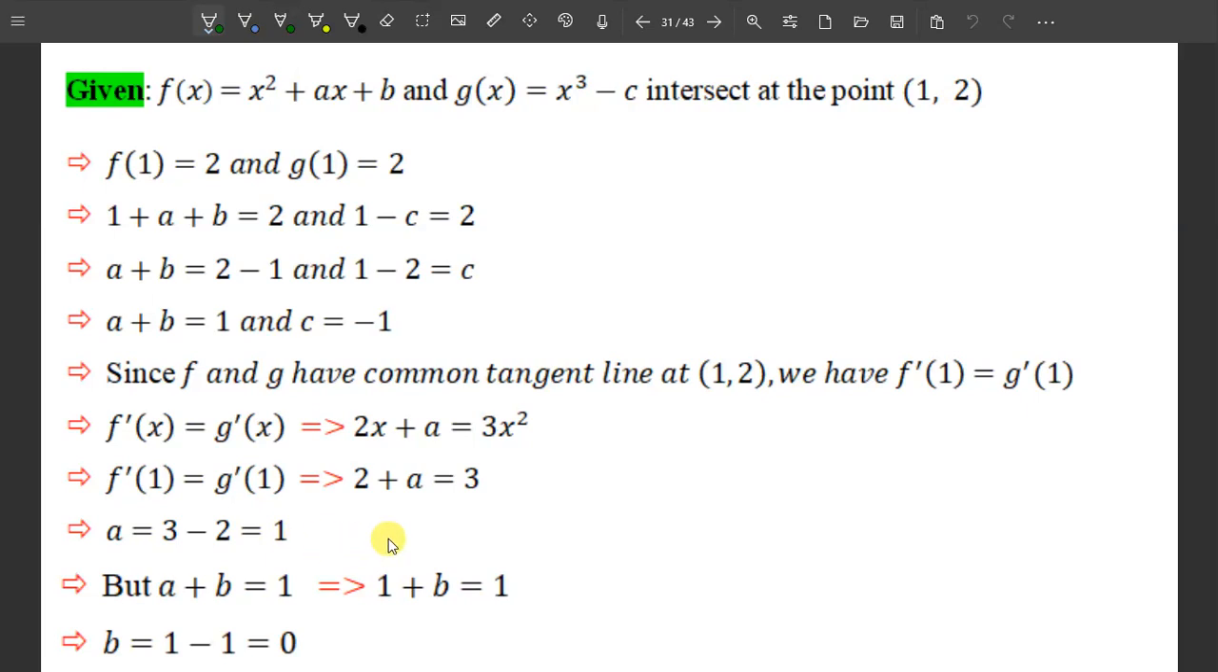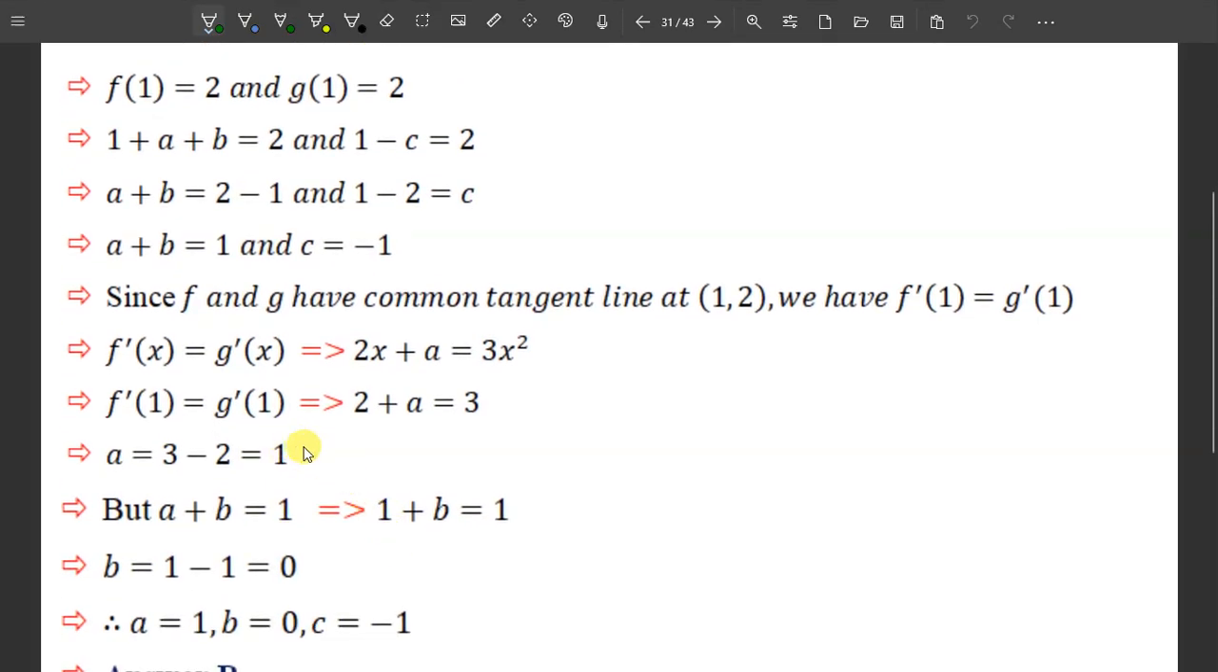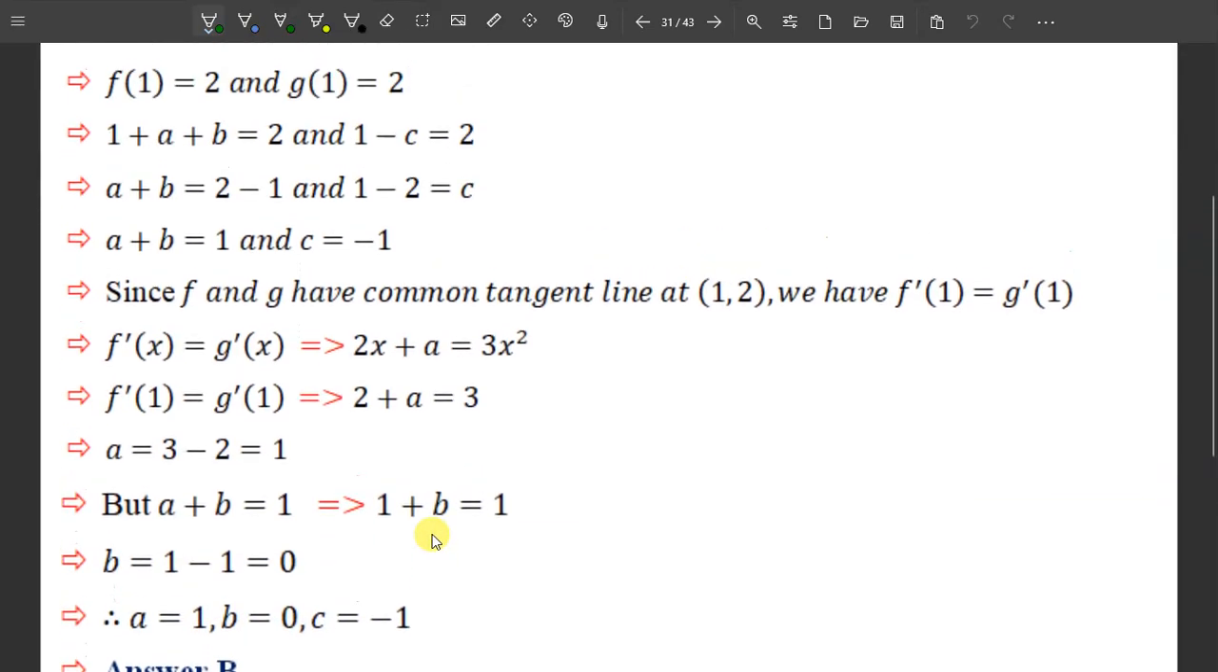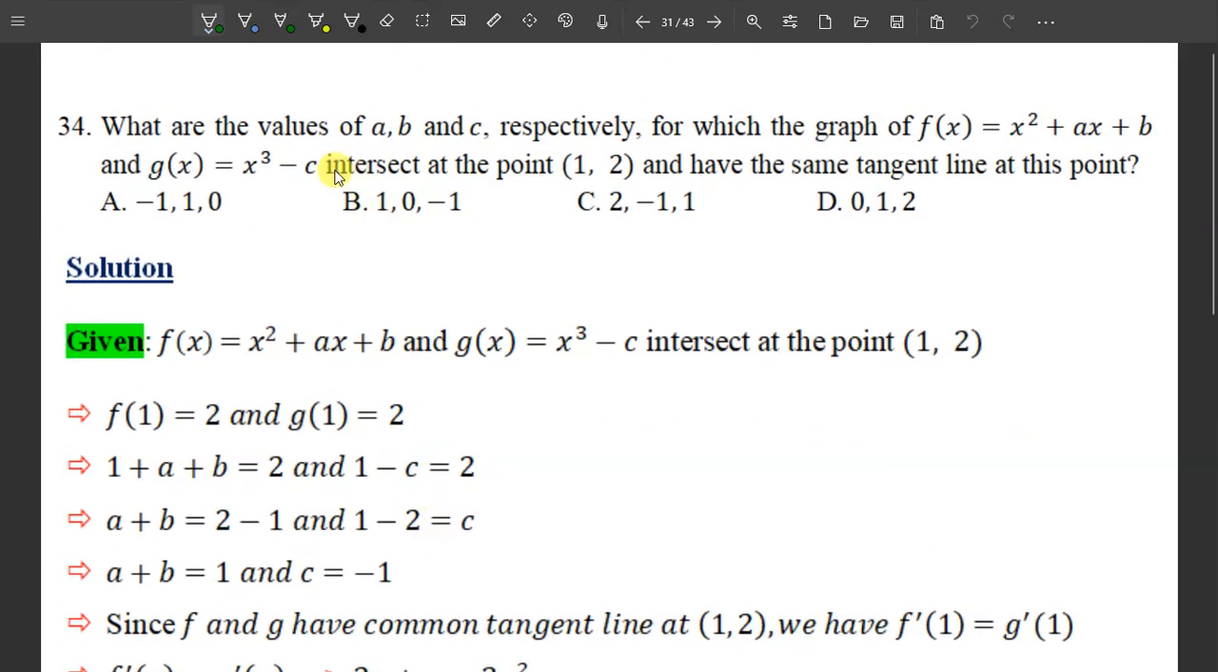Now we have the value of a, which is exactly equal to 1. We have also the value of c, which is equal to minus 1. Here, since a plus b is equal to 1, from this equation substitute 1 for a, then it becomes 1 plus b is equal to 1, and b is simply 0. We have now a is equal to 1, b is equal to 0, and c is equal to minus 1 respectively. Therefore, now the right answer is 1, 0, and minus 1, which is B.